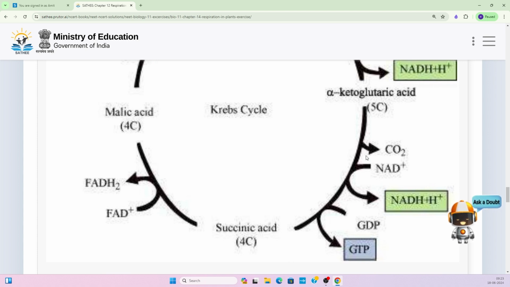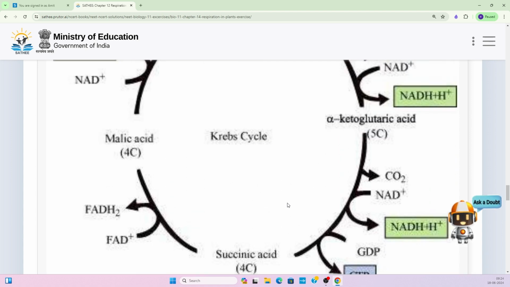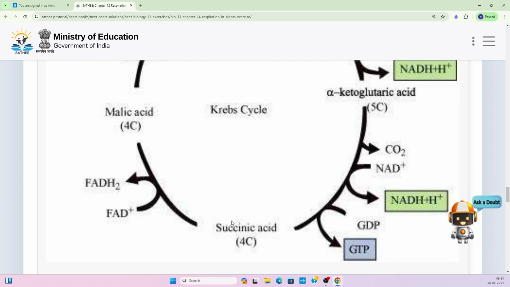Here carbon dioxide is eliminated, NADH2 is synthesized, and GDP is converted to GTP, and succinic acid is formed. So these are very, very important reactions occurring at alpha ketoglutaric acid. The next one is the conversion of succinic acid to malic acid.